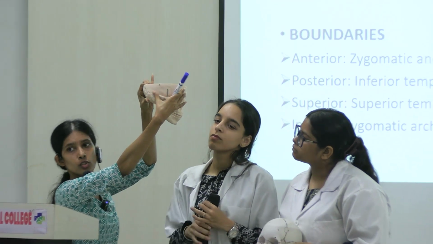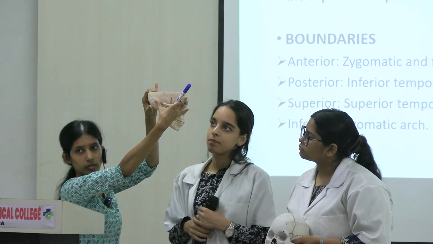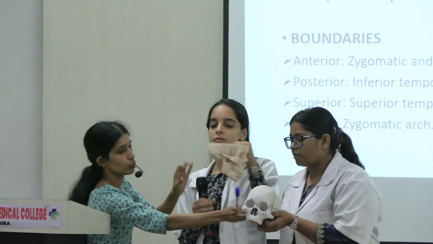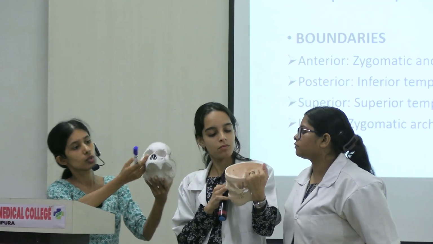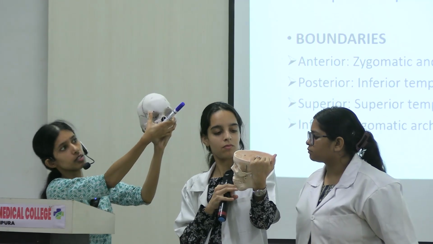So this is your supramastoid crest part. Okay. And inferior and superior line. So I will start from this region. Okay.